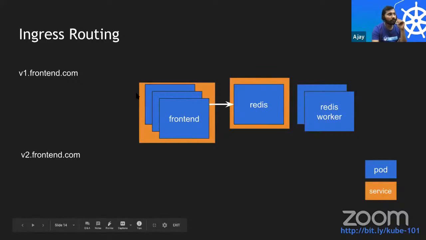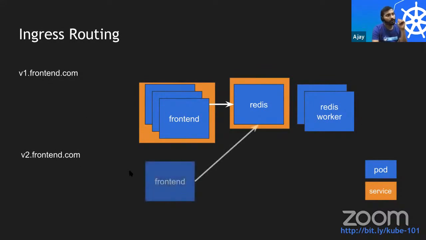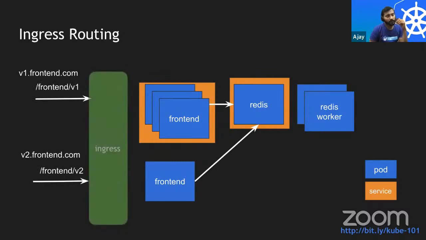Now I have two different versions of the product. Let's say this particular version is called V1, and I want to access it using v1frontend.com, and I also deploy a new application, which is a new version of the application, which is v2frontend.com. Now how do I access it? Now how do I create it? That is where we will be creating something called ingress.